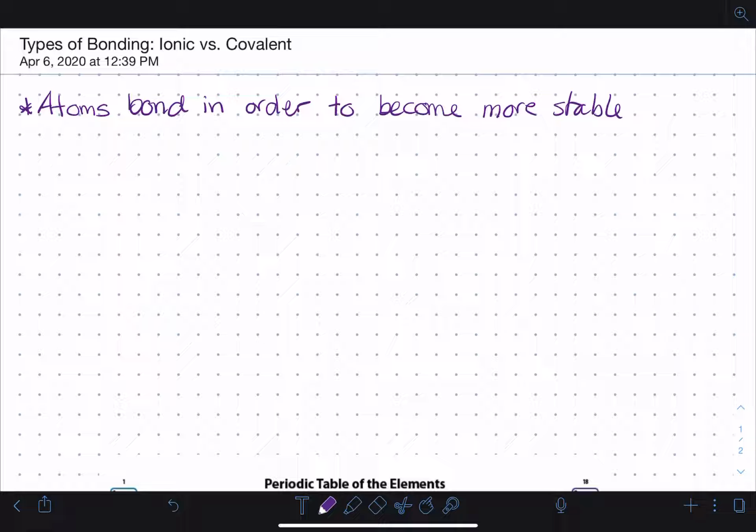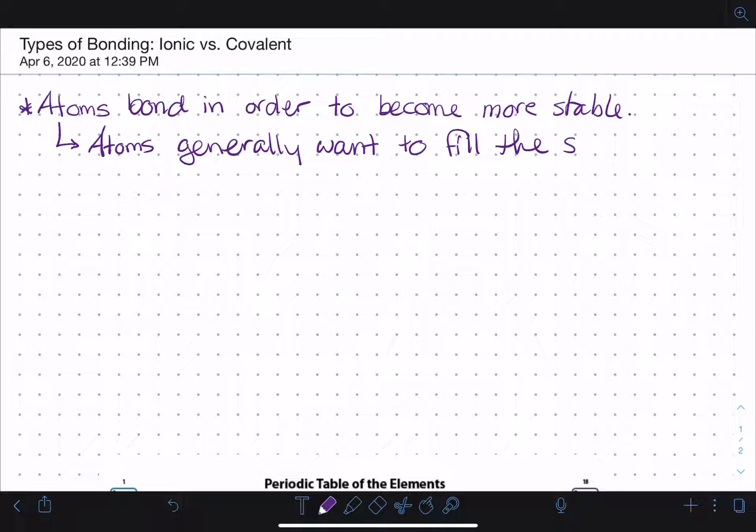So usually what we're looking to do when we form compounds or molecules is to fill the valence shell of our atoms. So atoms generally want to end up with filled s and p subshells in their valence shell in order to maximize their stability. So this makes them look like noble gases in terms of their arrangement of electrons.